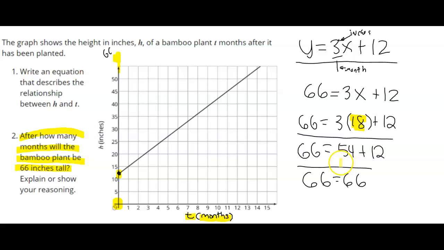So I hope that helps you better understand what's happening here. And I think that answers the part where it says explain your reasoning. We started off at 12 inches. We found out that it grows at 3 inches per month, and we figured out how many months it takes to get to 66 inches. We found it was 18 months. And then we did a little plug and play and proved that it was true.